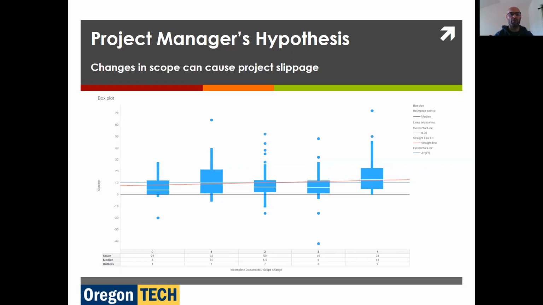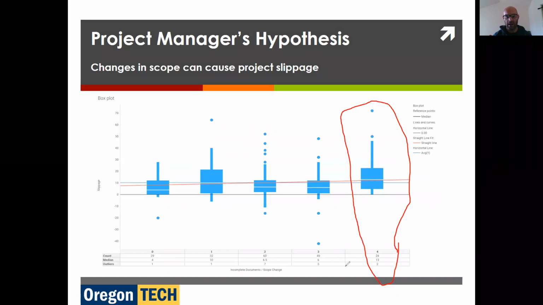Moving on with this analysis, based on the hypothesis that changes in scope can cause project slippage, we do see an increase. It's not too bad because the median in every classification is under the average. However, once we reach class 4, the median value goes above the average, showing us that class 4 changes in scope do indeed lead to project slippage.